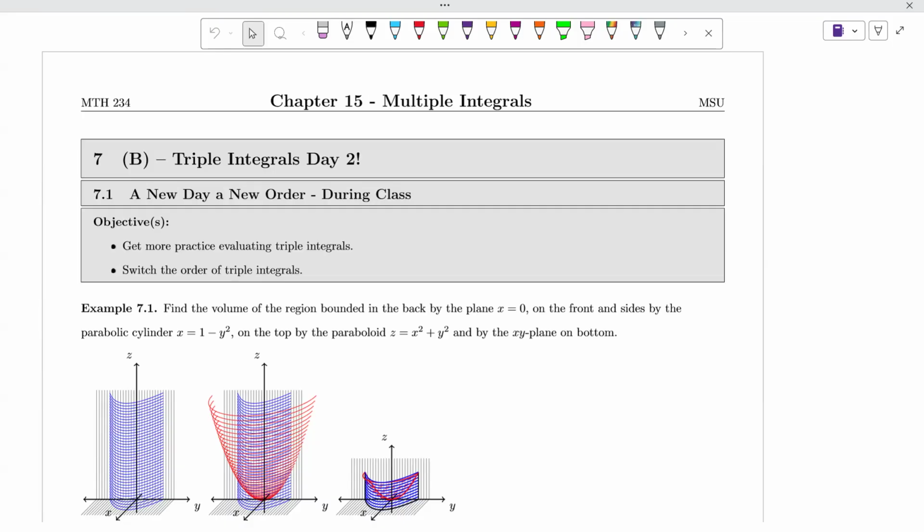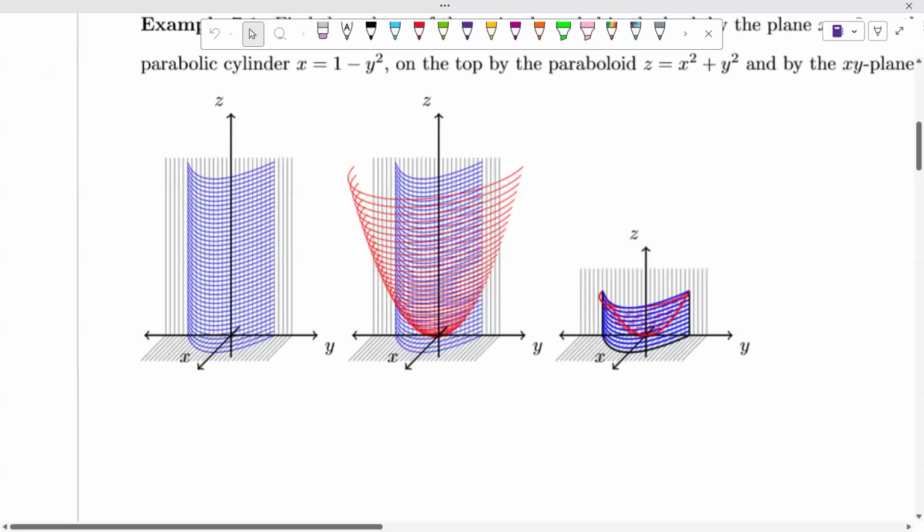Okay. So we want the volume of the region bounded in the back by x equals 0, in the front and the sides by the cylinder x equals 1 minus y squared, and on the top by the paraboloid z equals x squared plus y squared. And we conveniently have some pictures already sketched for us. So let's rely on those to get an idea of what we're looking at.